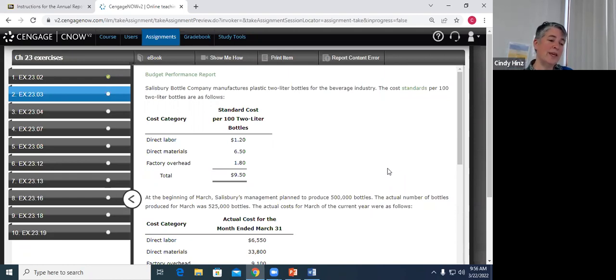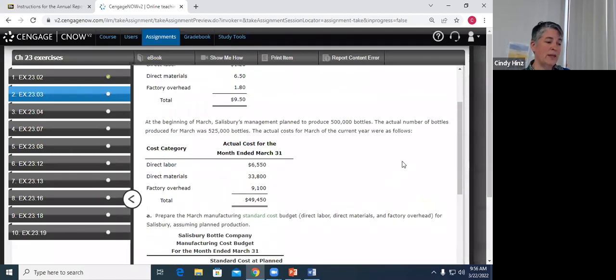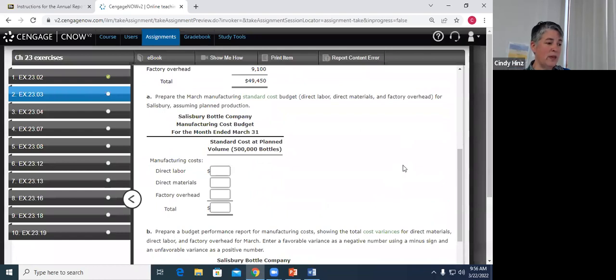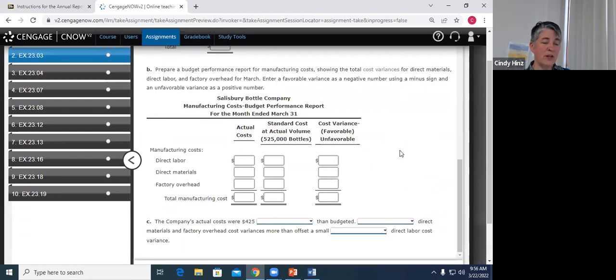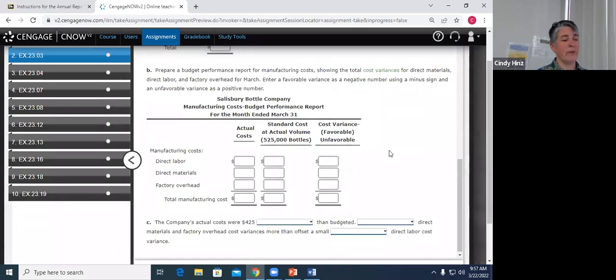But what do we do with this internally? In this exercise, we're going to be doing a budget comparison: here's what we thought we were going to spend, here's what we actually spent. Are these costs favorable or unfavorable? What's our total difference? And then decide, now what do we do with that?